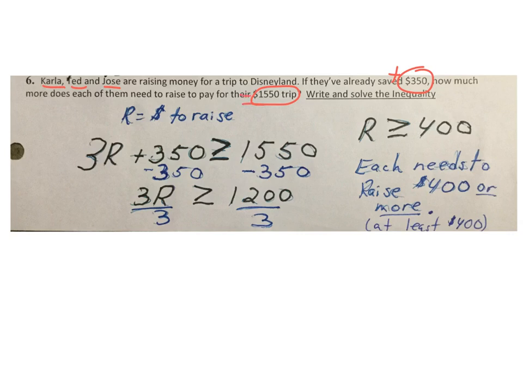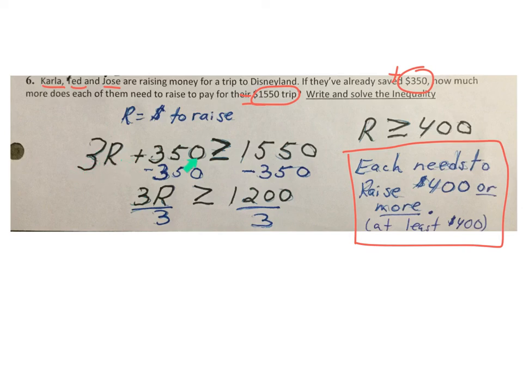Okay, now we're writing and solving the inequality. Okay, so just like on our homework, you have to write that sentence also. That's part of your answer. So let's go through. If you have R, we're going to put R for our variable for money to raise. There's 3 of them, Carla, Ted, and Jose. So you got about 3 times people of raising that money. So each individual raises a certain amount of money, and you're going to multiply it by 3.